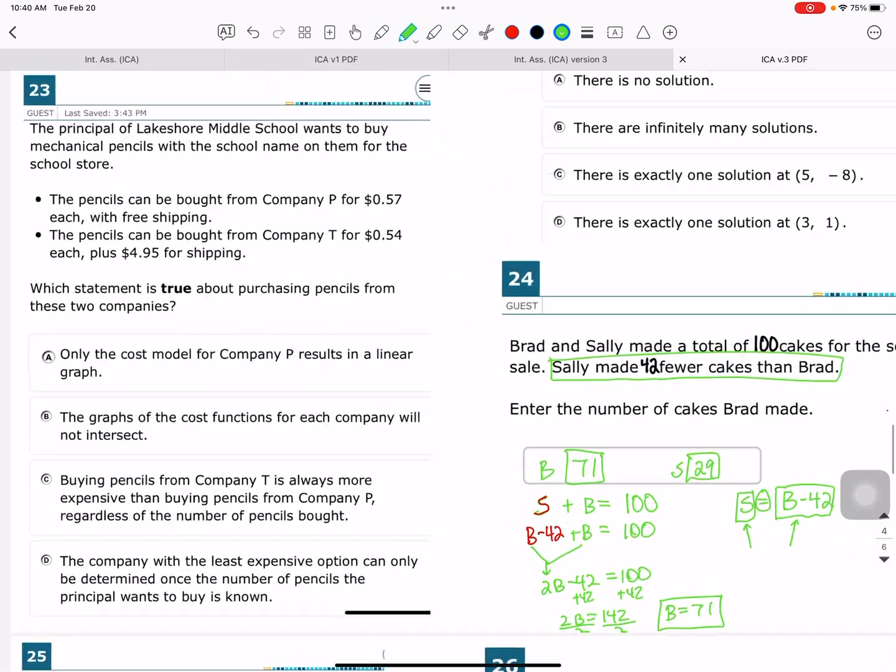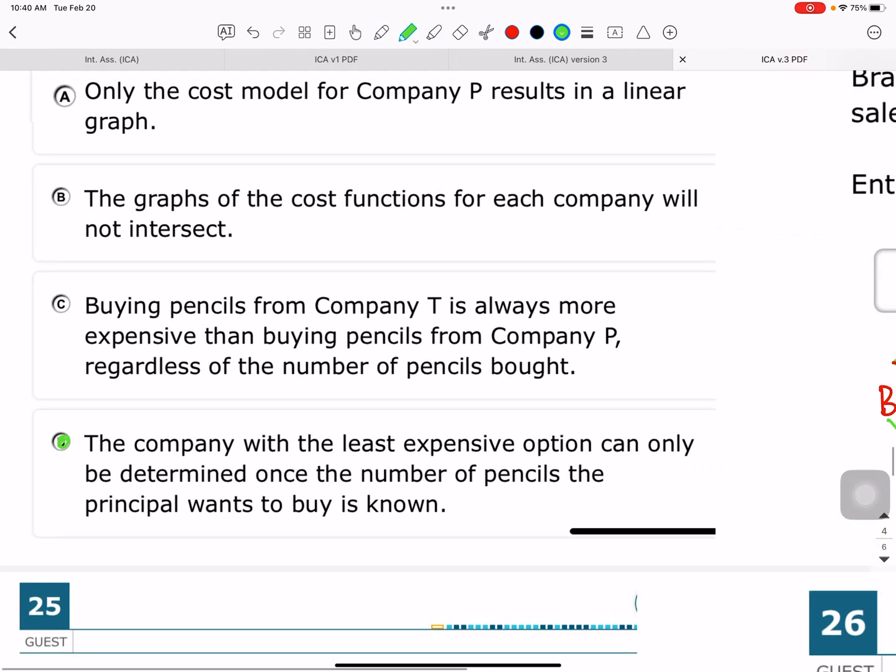23. This one I've explained before. You don't know which company is more expensive until you know how many pencils you're buying.